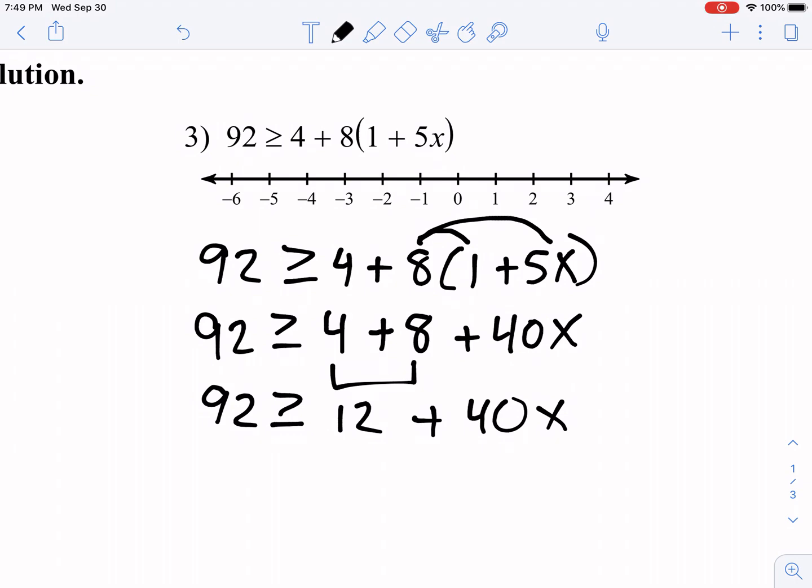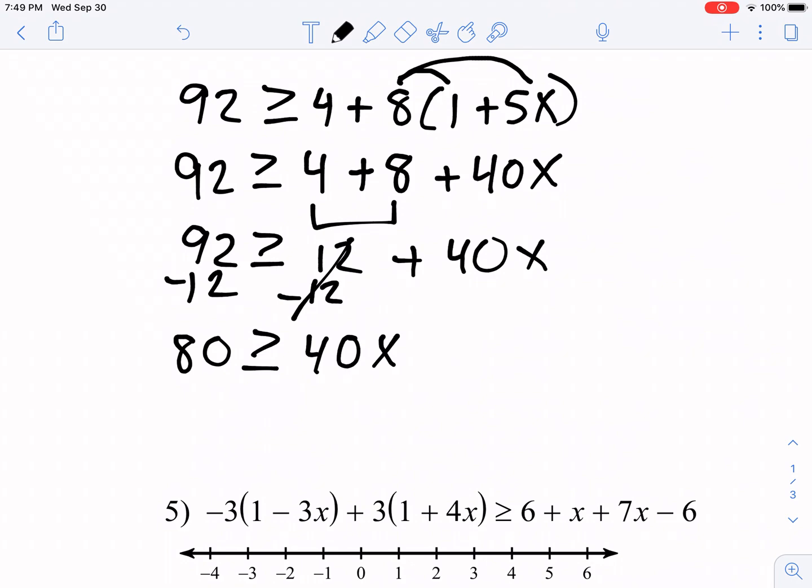So we're going to solve this just like we would a two-step. I have a positive 12. How do we move it over? Subtract 12 from both sides. Inverses cancel. Subtracting here, we get 80, correct? So we get 80 is greater than or equal to 40x. Now, what's happening between the 40 and the x? Multiplication, right? How do you undo multiplication? Divide both sides by 40. Okay? Inverses cancel.